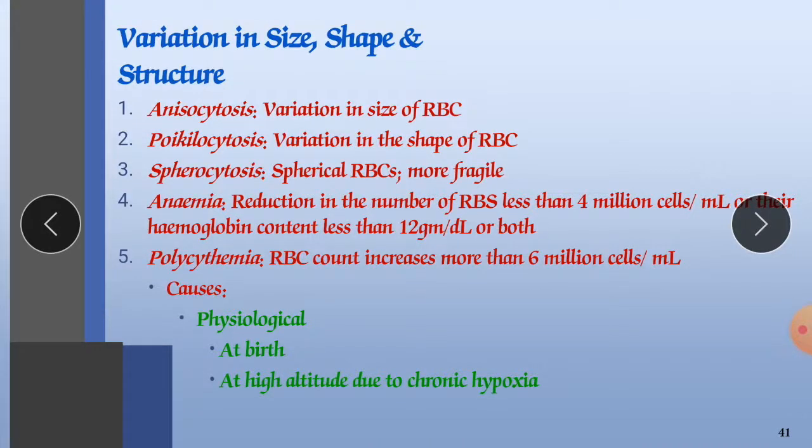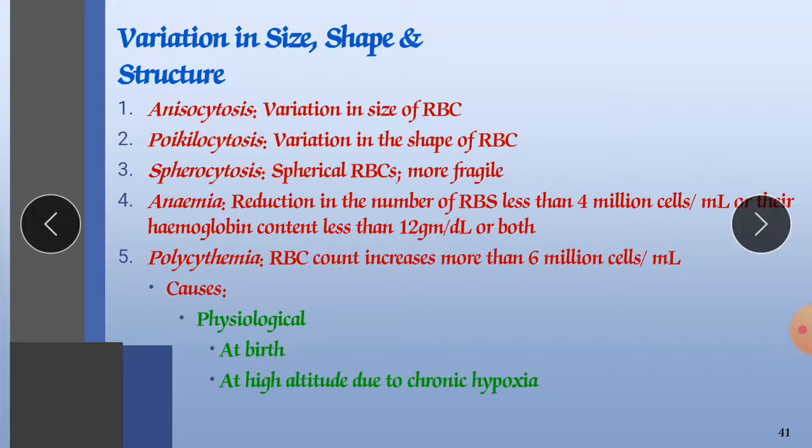There are variations in size, shape and structures. Various terms are there that we are going to discuss here. In that, the first term is anisocytosis. What is that? It is nothing but the variation in size of RBC. If sometimes size is increased or decreased, so that variation occurs in the diameter of that RBC. It is nothing but anisocytosis.